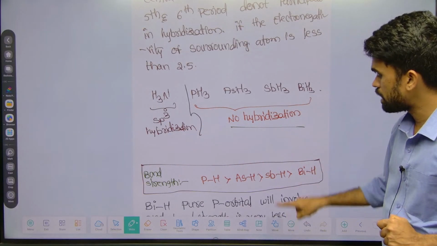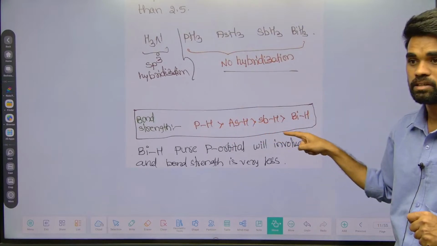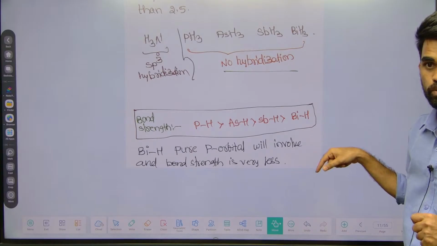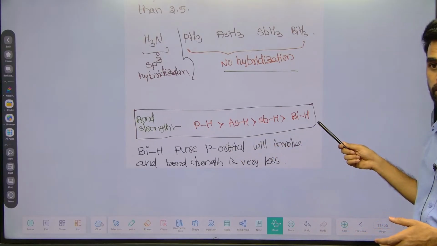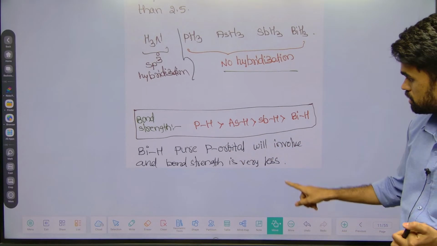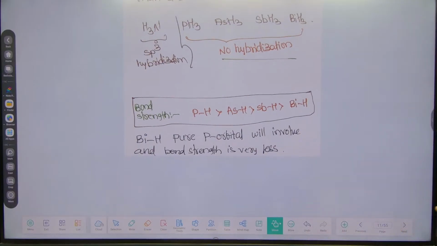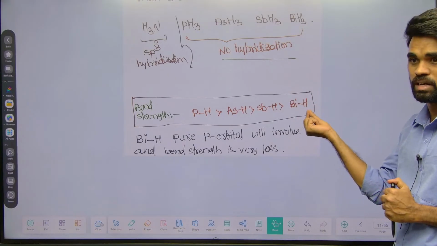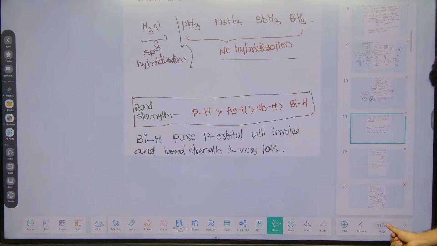So now what I told you about the bond strength decreases down the group now. So like this, decreasing or not? Okay. Next. It means which bond can be easily broken? BiH. So its bond dissociation energy, bond energy will be least for BiH. Next.